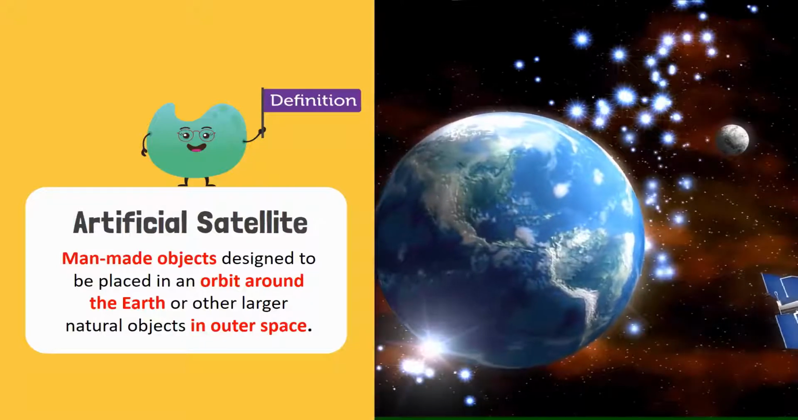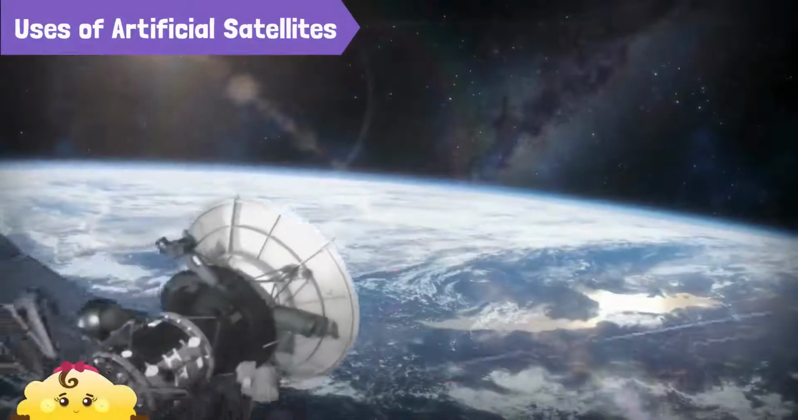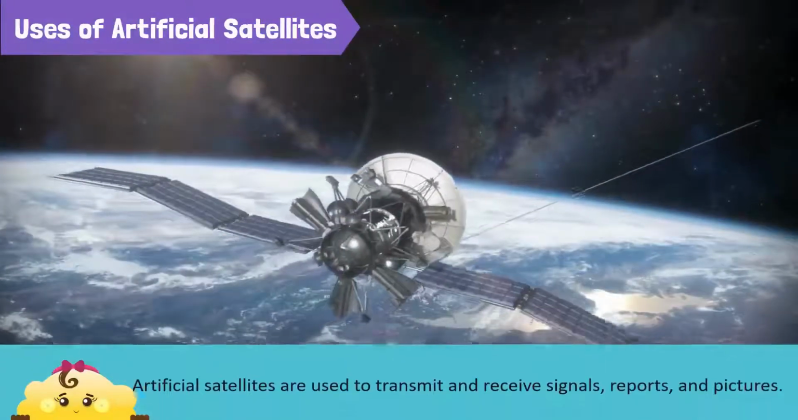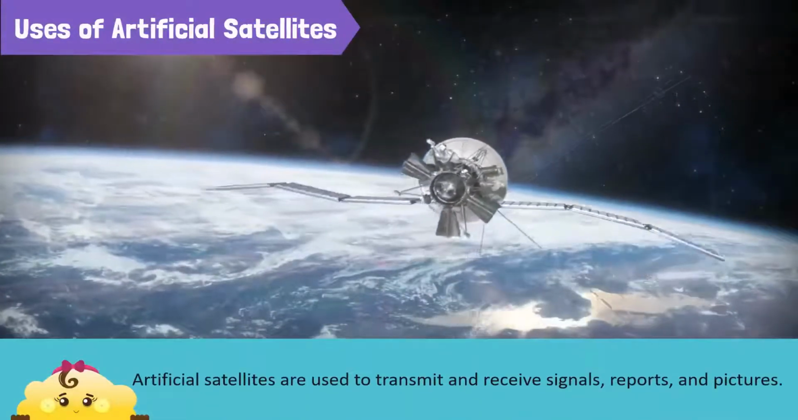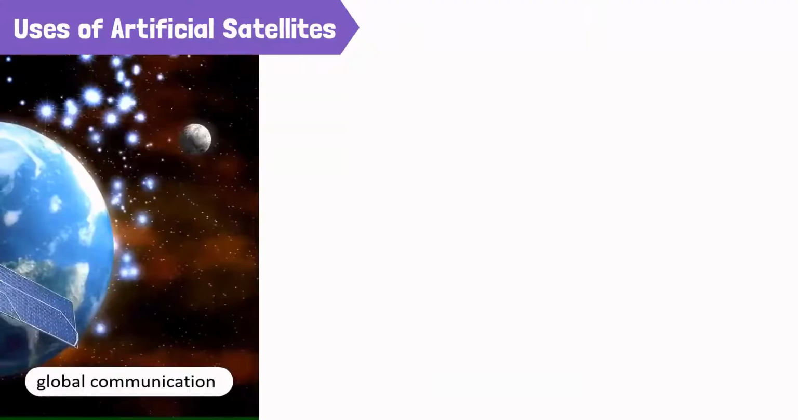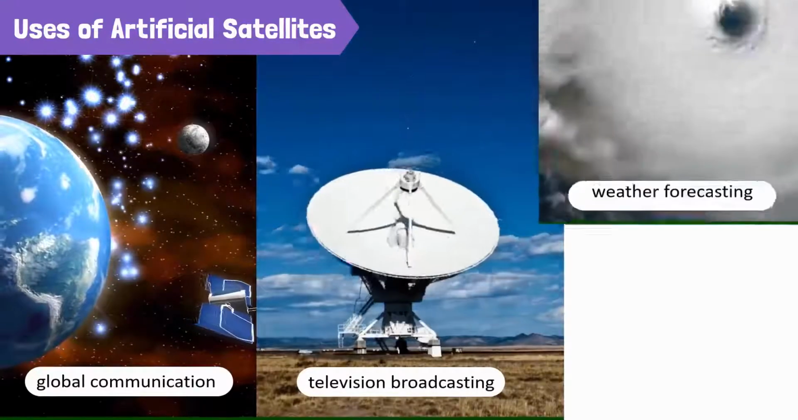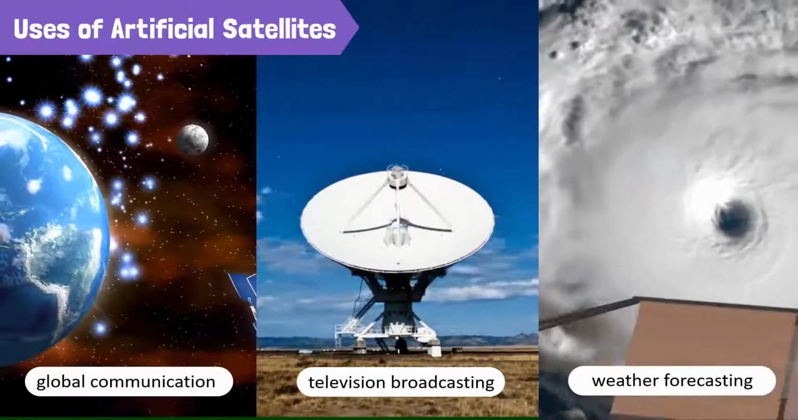are called artificial satellites. Why do we need an artificial satellite when we already have so many natural satellites in space? These satellites are used to transmit and receive signals, reports, and pictures from outer space. We also use these satellites for global communication, television broadcasting, and weather forecasting.